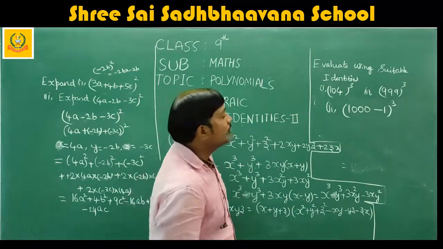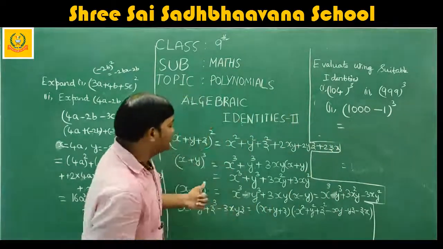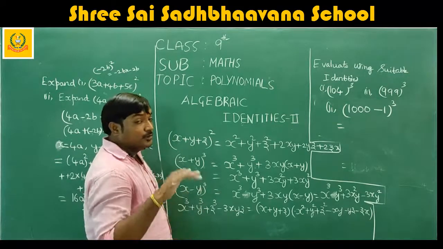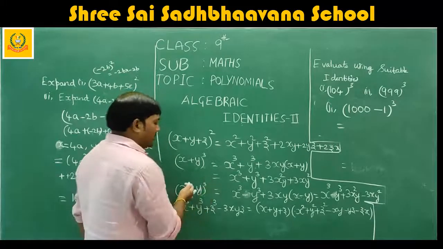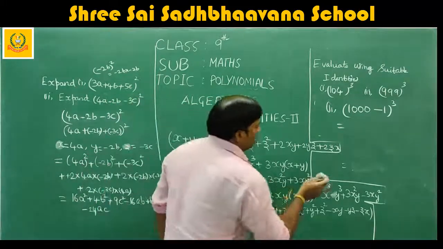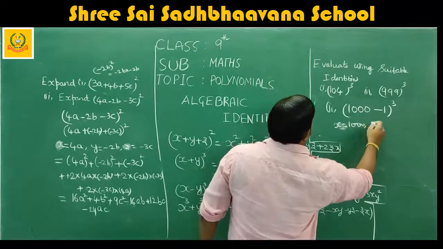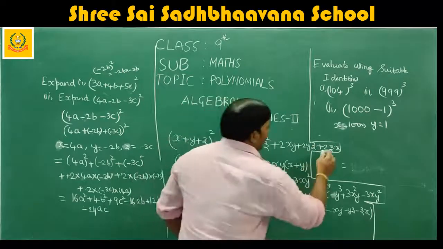So 999 whole cube can be written as x minus y whole cube. Before it was x plus y, now it is x minus y. Just use the same formula here, x cube. What is the x value here? X value is 1000, y value is 1. So what is the first thing you have to do? X cube.